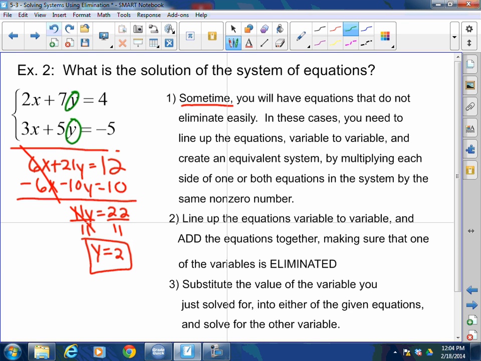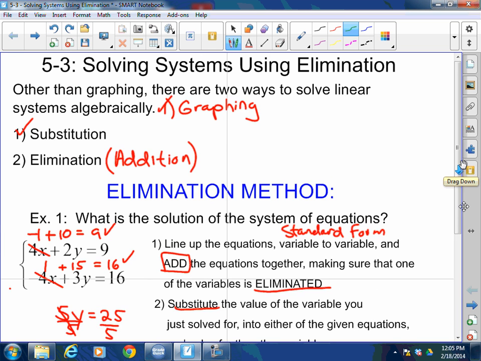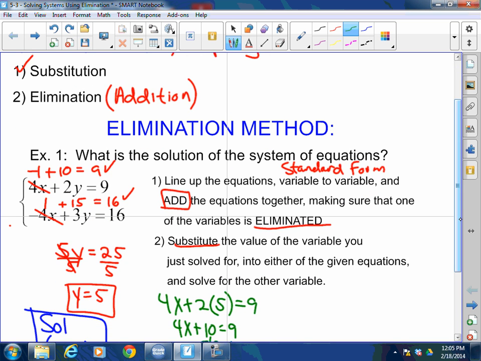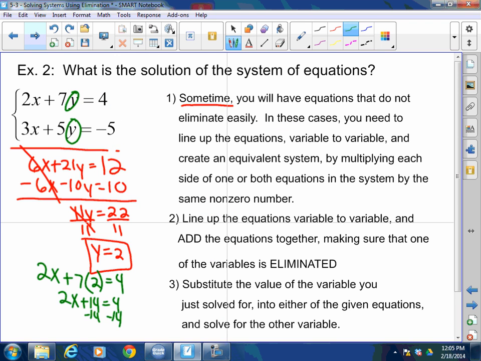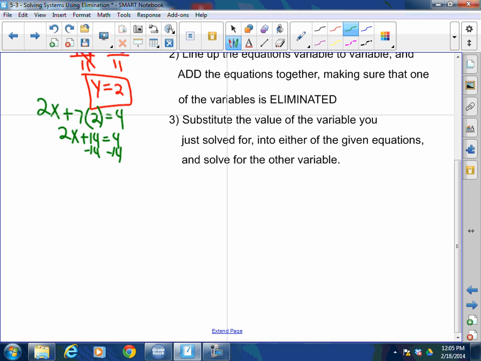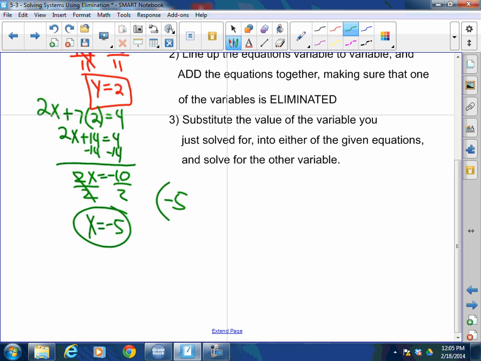Okay, so I've got 2x plus 7 times y, which is 2, equals 4. 2x plus 14 equals 4. Subtract 14 to both sides. And I get 2x equals negative 10, divided by 2. X equals negative 5. So my solution is negative 5, 2.